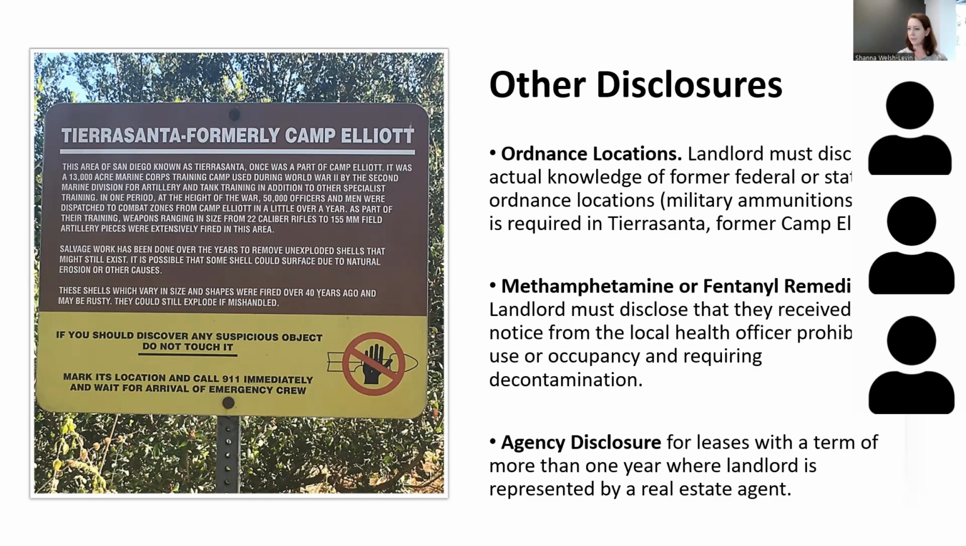And then for real estate professionals, if you're preparing a lease with a term of more than 1 year, you have to provide your agency disclosure under Civil Code 2079 and disclose who you are representing and what your fiduciary obligations are to the people that you represent.